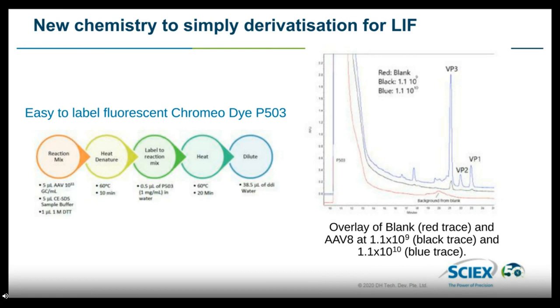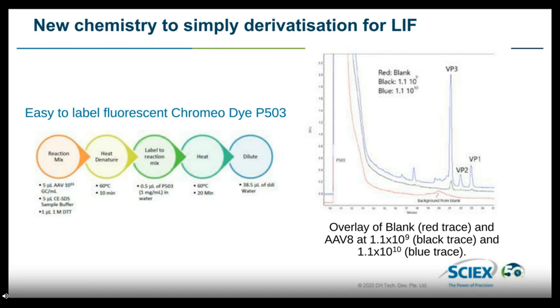You would do your standard denaturing of the sample. So you would basically denature the sample to break up the tertiary structure. So that's heat denaturing in the presence of SDS. And then basically to label the protein, all you simply do is add the dye and heat for an additional time period. And then your sample's ready to analyze. Typically, at that point, we simply dilute the sample and inject on the CE system. This really simplified the derivatization process and made LIF detection a lot easier to use.